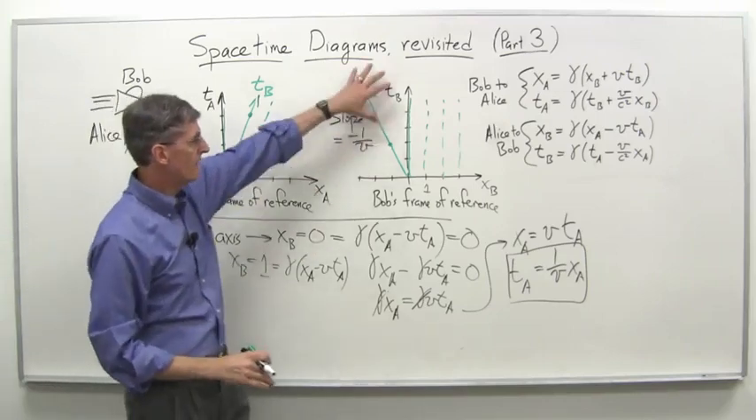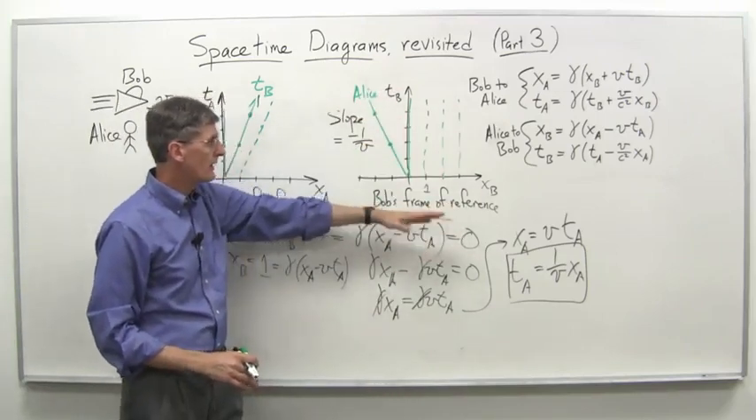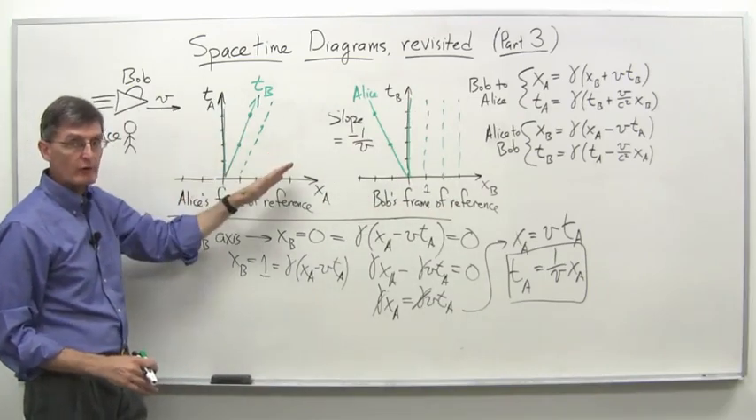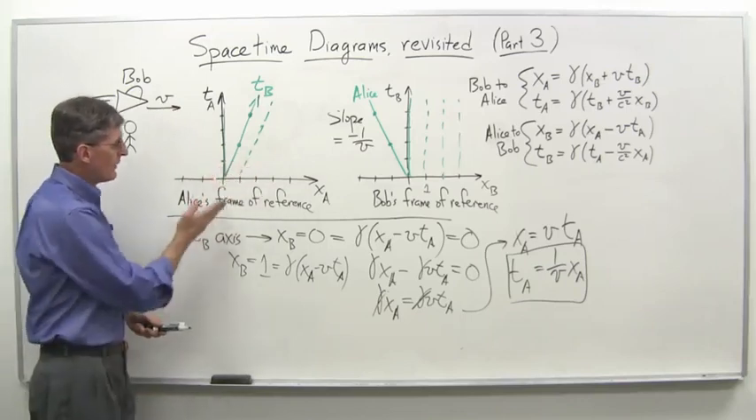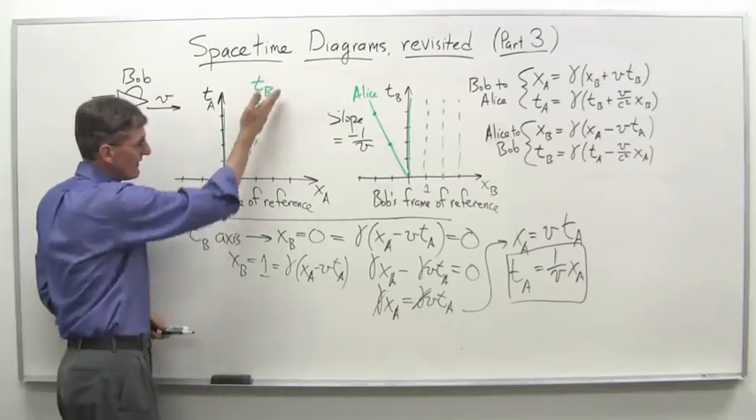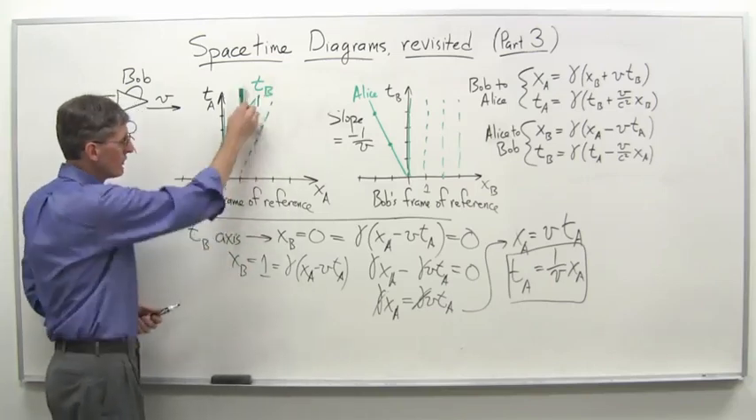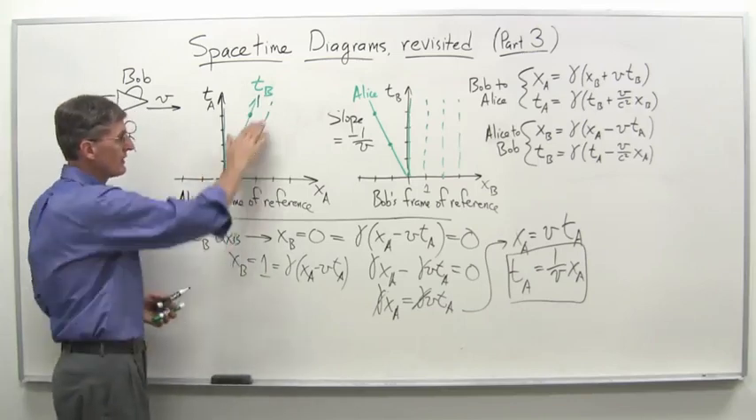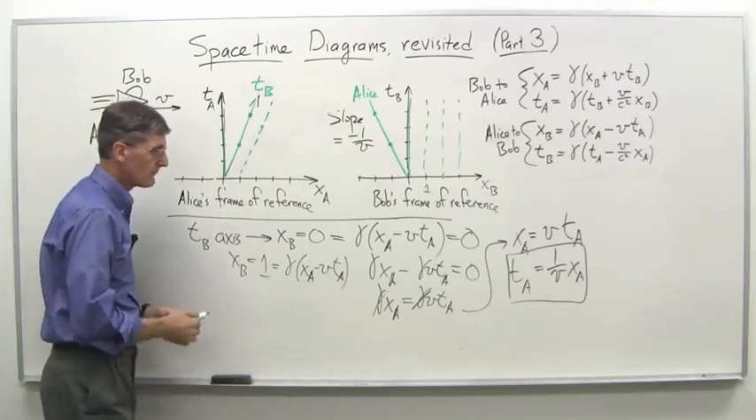That takes the lines of same location in Bob's frame of reference and transforms them into lines in Alice's frame of reference. Now note that Bob's lines of same location are at an angle here. Alice's lines of same location, of course, are still vertical lines, so they're different. A line of same location for Bob is not a line of same location for Alice.